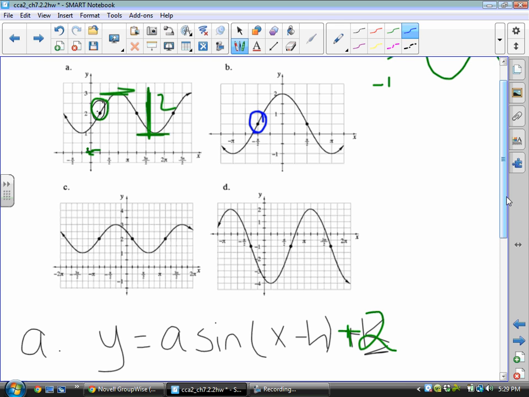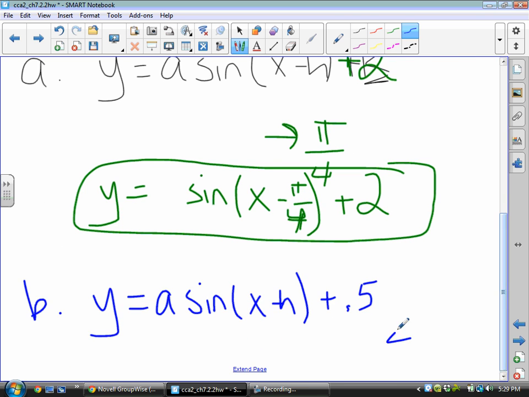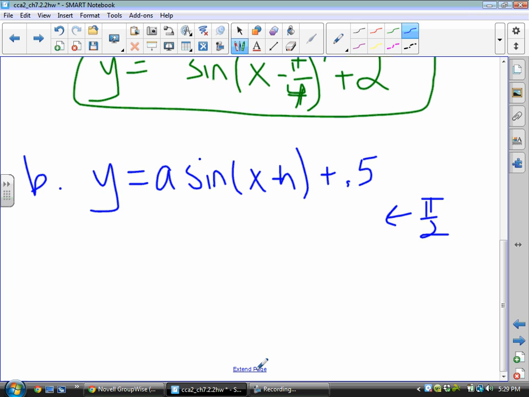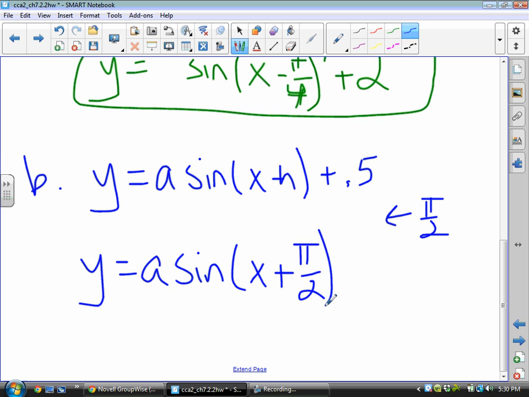So I moved it up 1/2 of a unit, and it's also moved left, since (0, 0) is supposed to be here, right in the middle. It moved to the left pi over 2. So left pi over 2 is where my h is involved. Now I have y equals a times sine of x. It's the opposite, so left is normally negative, so it's going to be plus pi over 2, plus 0.5.